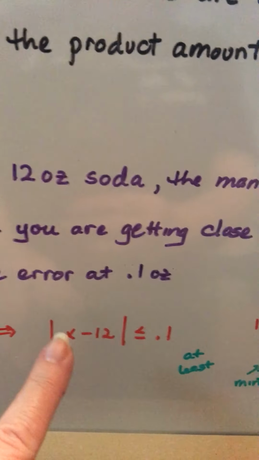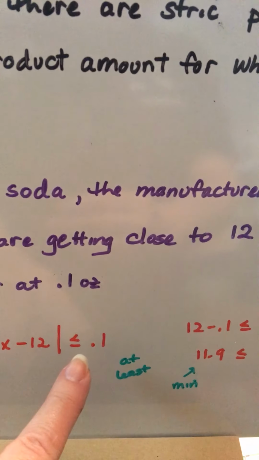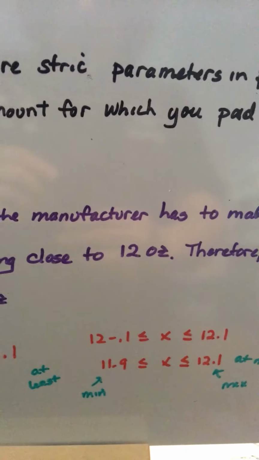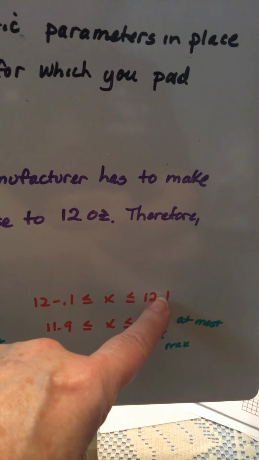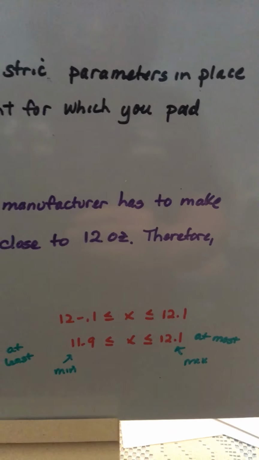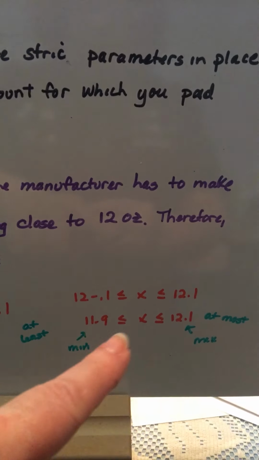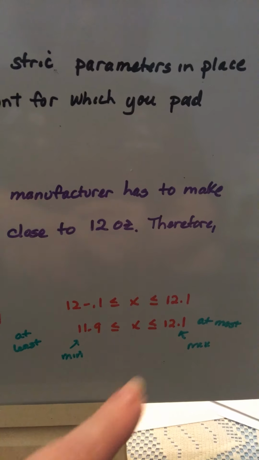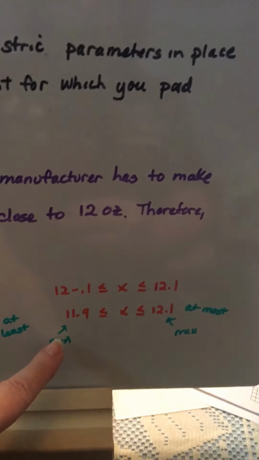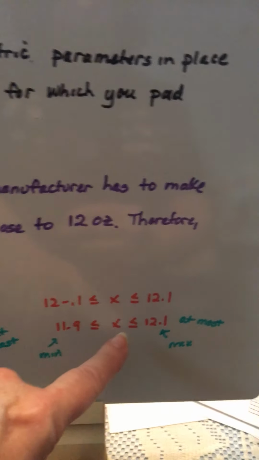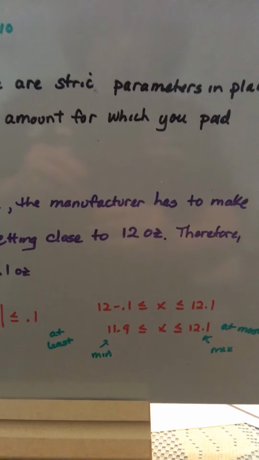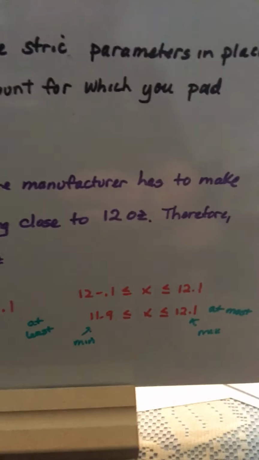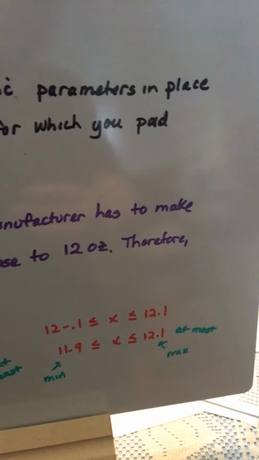And so you say, well, here's my actual amount minus 12. It must be there. So for my inequality, that was supposed to have a plus 0.1 there, and I forgot it. And so I'm going to be between 11.9 and 12.1. So the minimum amount I can have, the maximum amount I can have, and I have an at least and at most situation. And so I am going to get reasonably 12 ounces.